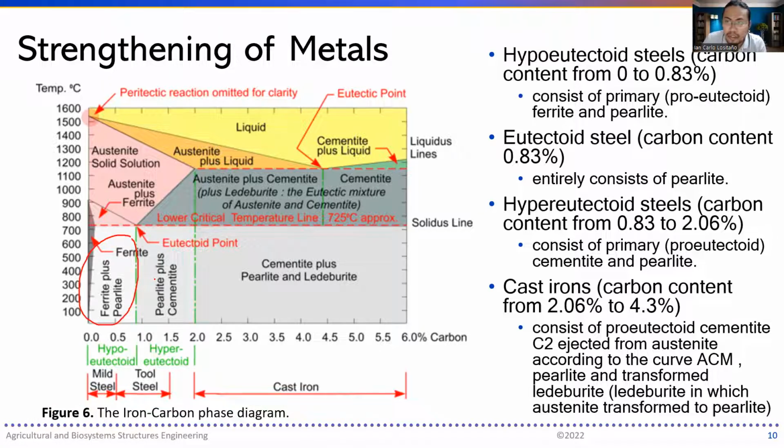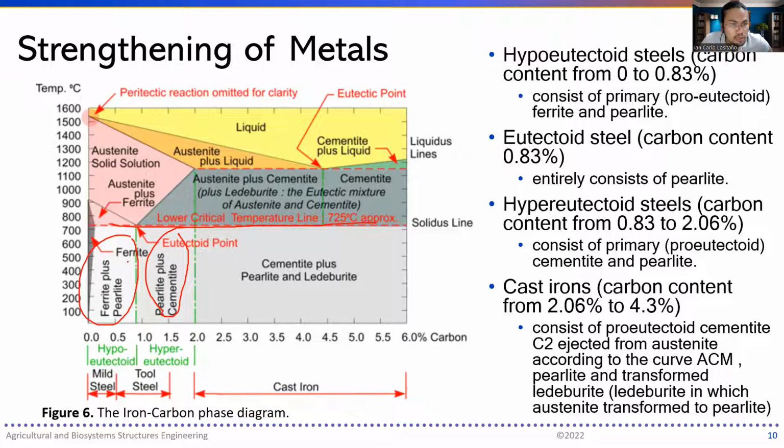So you have here your hypoeutectoid steels, okay, with a carbon content from 0 to 0.83. You have your eutectoid steel, okay, eutectoid point, and then you have your hypereutectoid steel, okay, and then you have your cast irons also in here. There's also your austenite, okay, cementite, pearlite and ledeburite. Cast irons actually consist of eutectoid cementite, okay, over here.